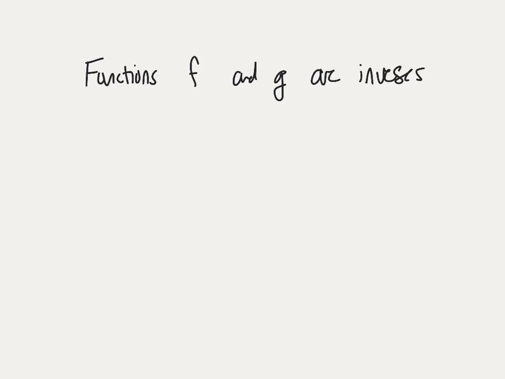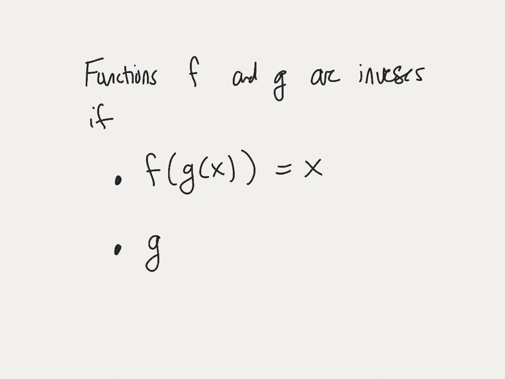And so formally, we say two functions f and g are inverses if the following two things hold. We want f of g of x to equal x, and if we do the composition in the other direction, we want g of f of x to be equal to x.